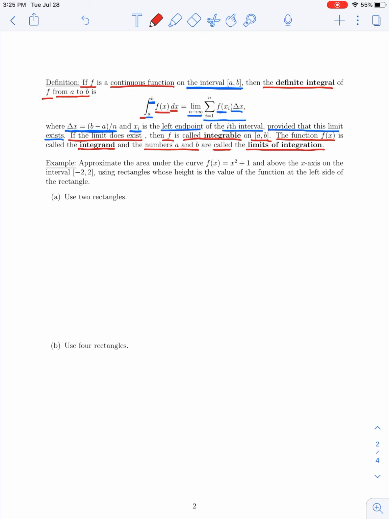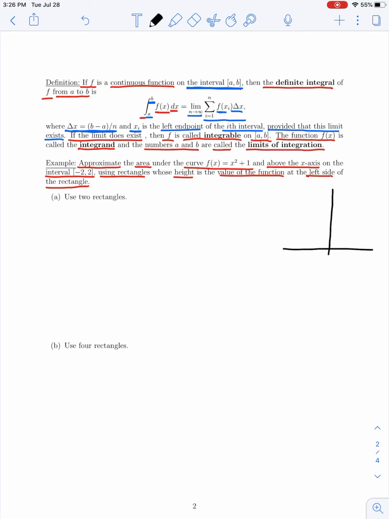So in our first example, we are asked to approximate the area that lies under the curve f of x equals x squared plus 1, and above the x-axis on the interval from -2 to +2 by using rectangles whose height is the value of the function at the left side of the rectangle. And in part A, we're told to use 2 rectangles. So before we jump into this problem, let's just look at a sketch of the region that we're interested in.